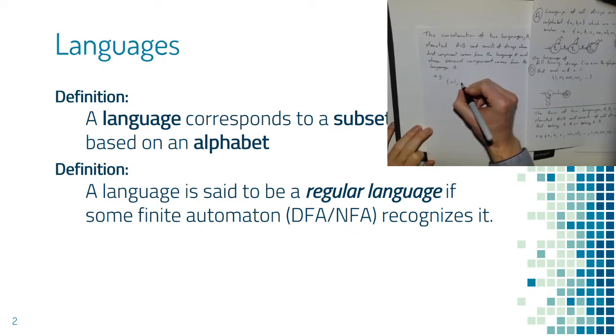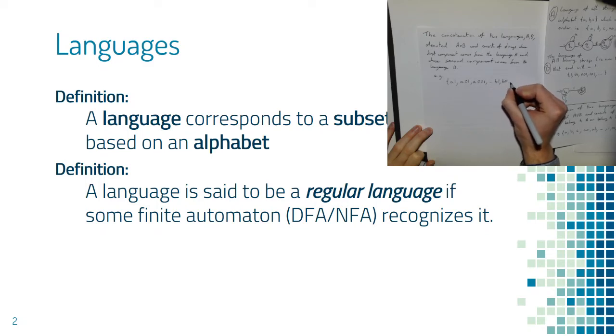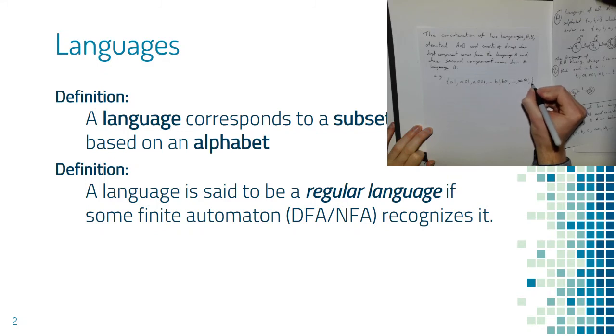We could have A01, A001, and so on and so forth, or we could have B1, B01, and so on. We could have somewhere AA001, that would be another element in our set, or indeed in this language.